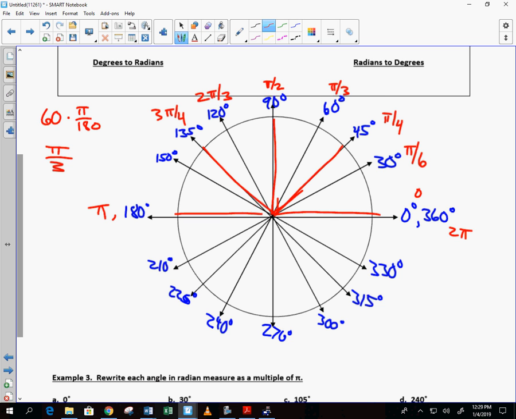What divides evenly into 150? 30. How many times? 30 goes into 150 five times, so it's 5 pi over 6. 210. What divides evenly into 210? 30. How many times? 7. 7 pi over 6.